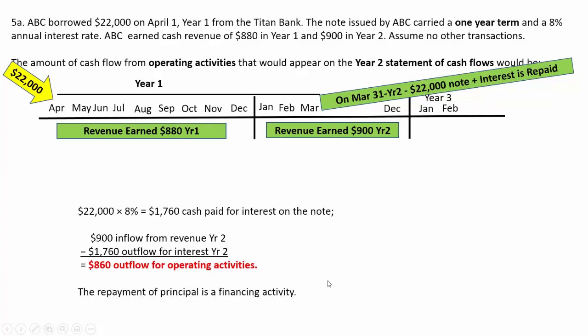So that's the answer. And the repayment of the principal, that $22,000, is not an operating activity, it's a financing activity because it reduces a liability. This $1,760 interest is interest expense, and it goes on the income statement, and anything that goes on the income statement is going to be an operating activity.